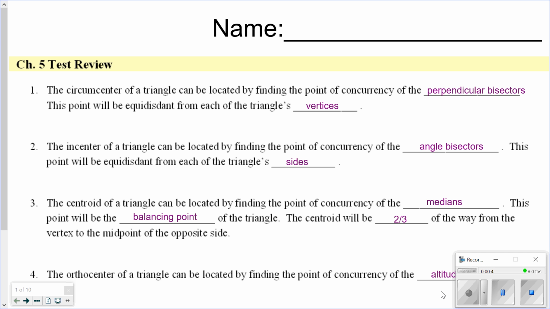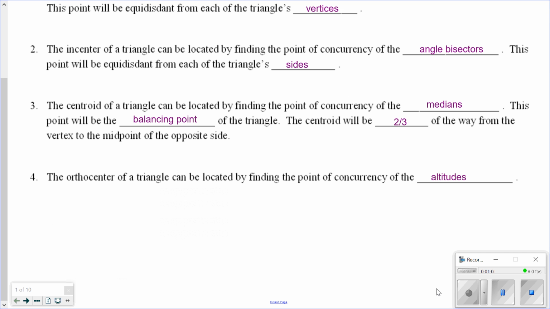Number 3, the centroid of the triangle can be located by finding the point of concurrency of the medians. This point will be the balancing point of the triangle, and the centroid will be 2/3 of the way from the vertex to the midpoint of the opposite side. And finally, the orthocenter of a triangle can be located by finding the point of concurrency of the altitudes.